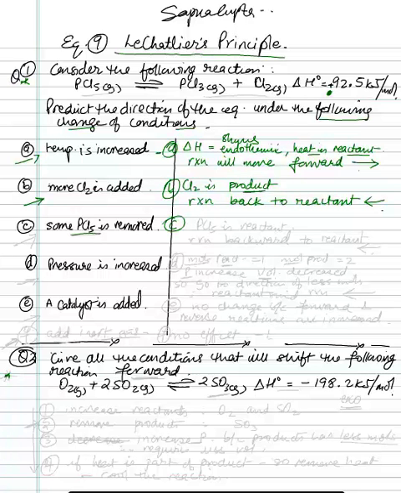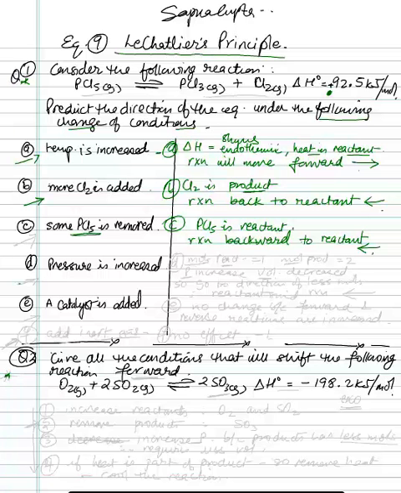Some PCl5 is removed. PCl5 is a reactant. If PCl5 is removed, it means you're removing the reactant, and so the reaction will go backward, toward the reactant, to compensate for that.